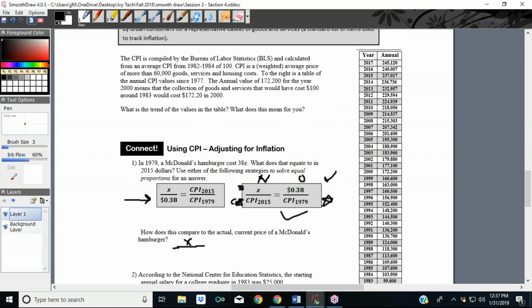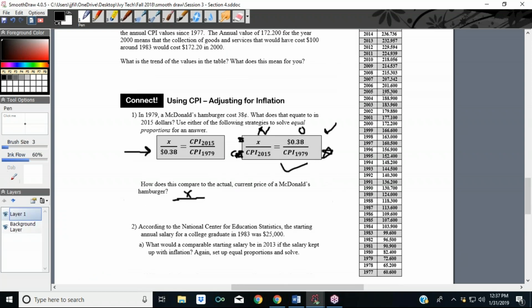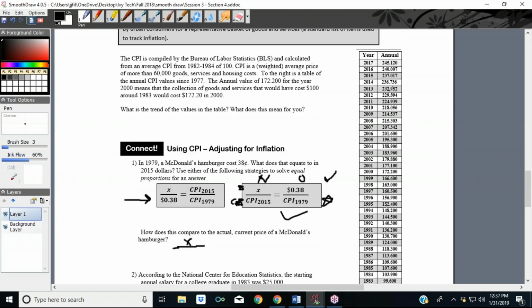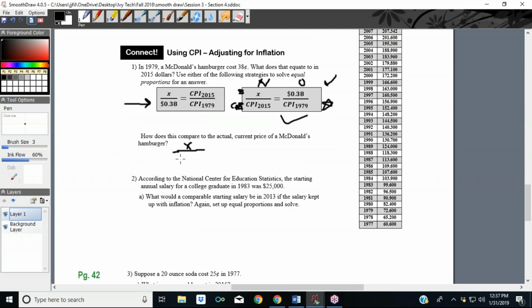So 2015, it looks like it's 237.017. So I'm going to put 237.017. And then the old value, 38 cents. And the old CPI in 1979 was 92.6. Or excuse me, 1979, 72.6, yeah.